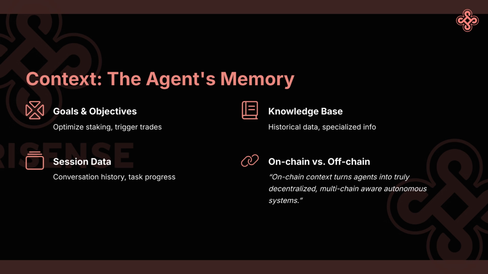First, the goals and objectives. These are the primary missions the agent is programmed to achieve. For example, it might try to maximize staking rewards across 3 different protocols, or execute a trade when market volatility exceeds 5%. Next, the knowledge base. This is a repository of specialized information or historical data. The agent can draw upon this to make smarter, more informed decisions.